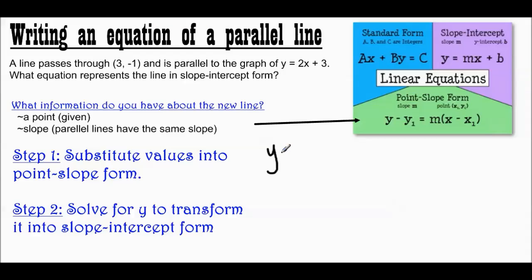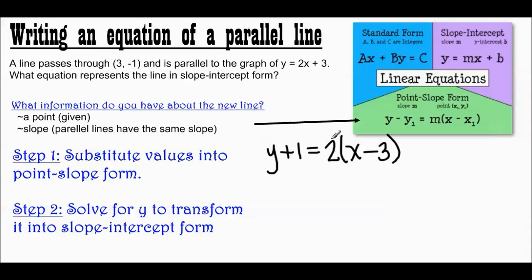y minus y1, which is -1, so that's going to be +1, equals m, which is 2, times x minus the x value, which is 3. So now I've written it in point-slope form. I'm going to solve for y to transform it into slope-intercept form because that's the characteristic of it: y is on a side by itself.